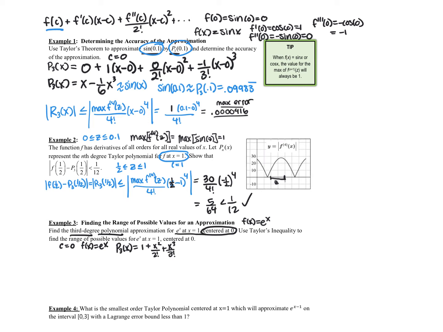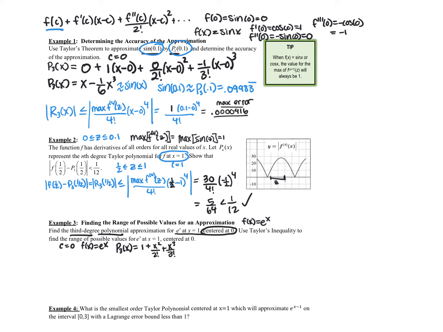Now, the derivatives are pretty easy here because if f is e to the x, what value should we be plugging into f in all our derivatives for the Taylor polynomial? Our center, which is what? 0. What's e to the 0? 1. Yeah, good. What's the derivative of e to the x? What's e to the x at 0? 1. So what will be the second derivative at 0? 1. What will be the third derivative at 0? 1. So all of these derivatives are all 1, right?